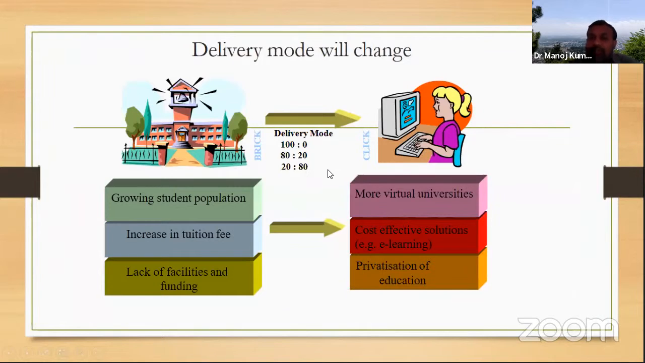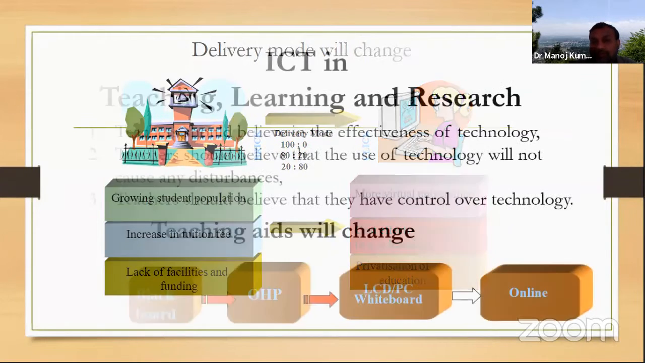So the delivery mode will need to change from brick to click. You see that the earlier system was a brick system, meaning we had institutions in place and chalk and duster learning. But now we are making more use of ICT. That means we are making more use of the click system. So more universities will have that process, and also MHRD, SWAYAM, NPTEL, and all these projects are basically encouraging the use of online learning mode.